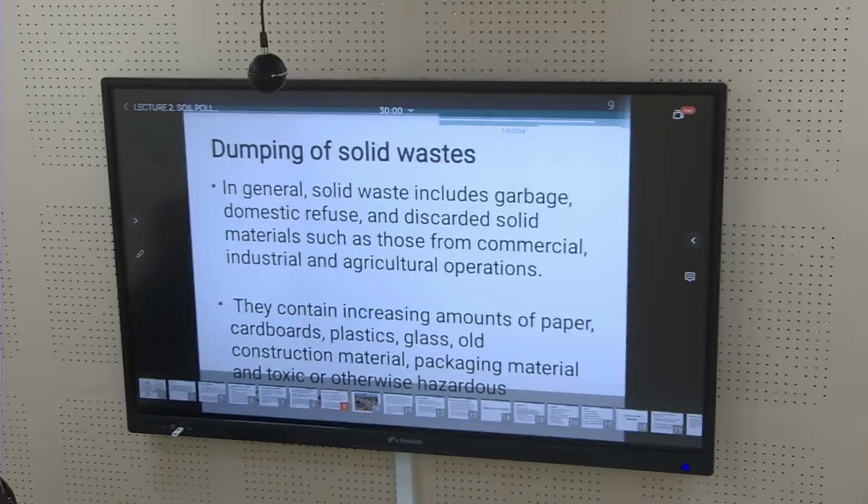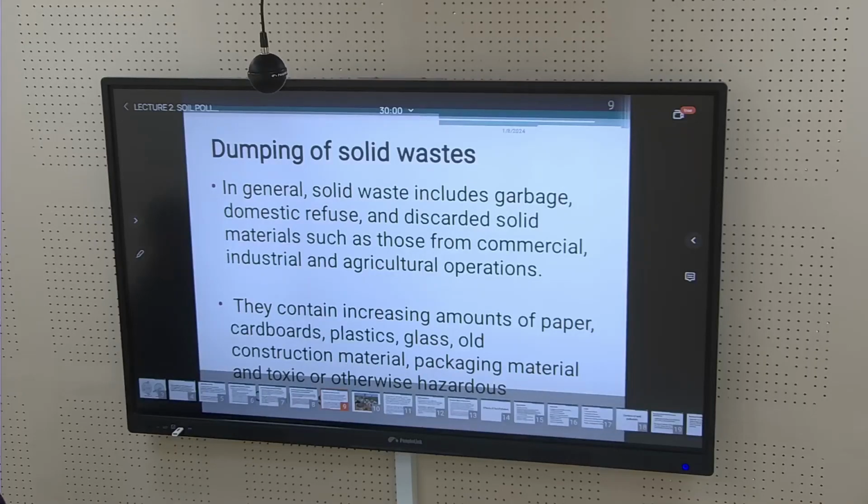Dumping of solid waste. The influence of dumping of solid waste. In general, solid waste includes garbage, domestic refuse, and discarded solid materials such as those from commercial, industrial, and agricultural operations.